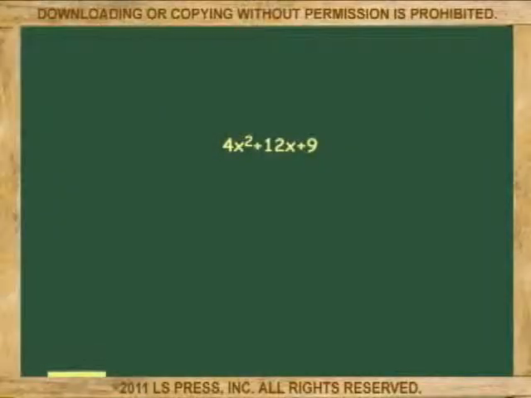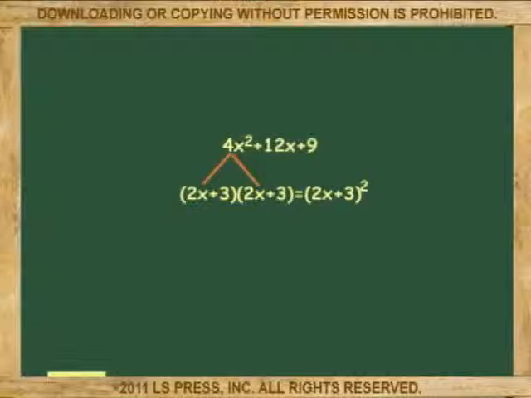The second example shown before, 4x squared plus 12x plus 9, can be factored as 2x plus 3 times 2x plus 3, or 2x plus 3 squared, because the square root of 4x squared is 2x, and the square root of 9 is 3. Check the middle term to confirm the answer.